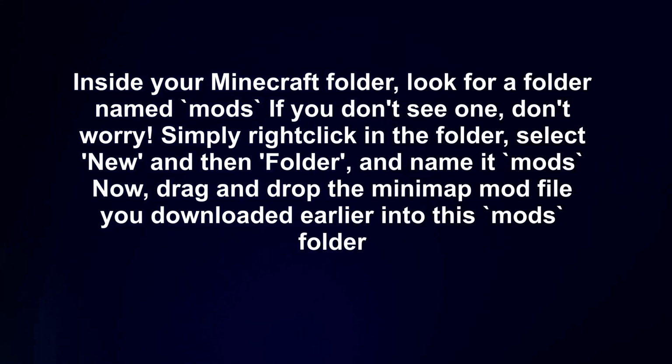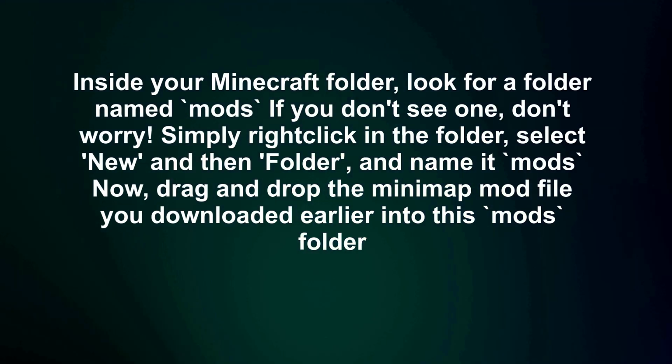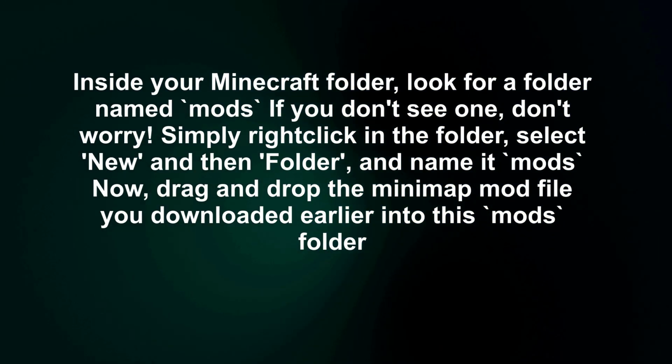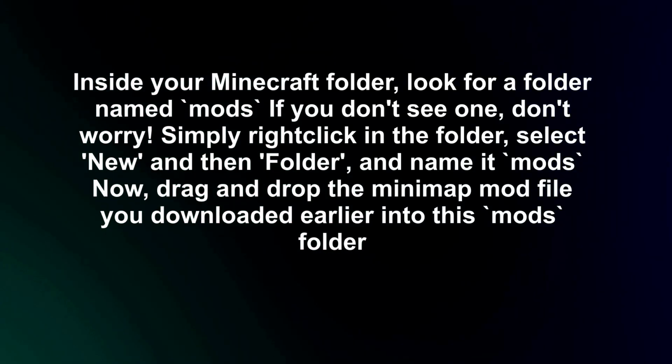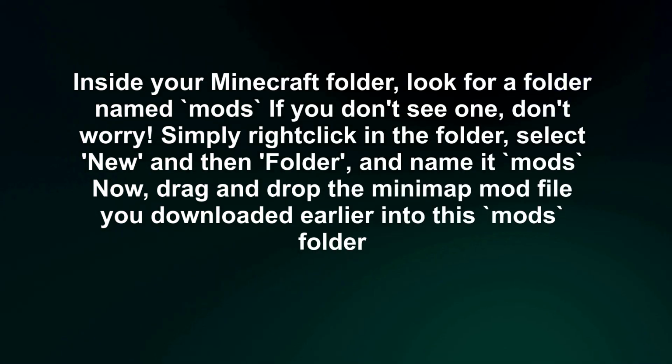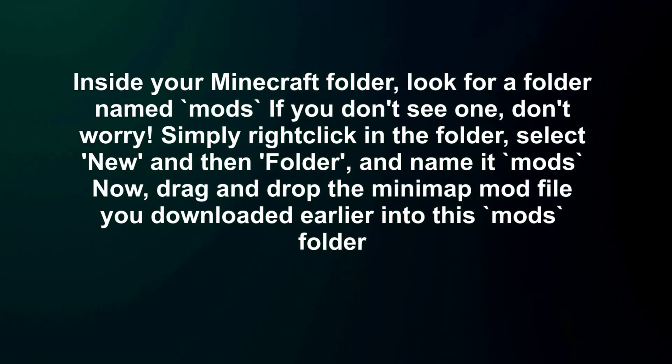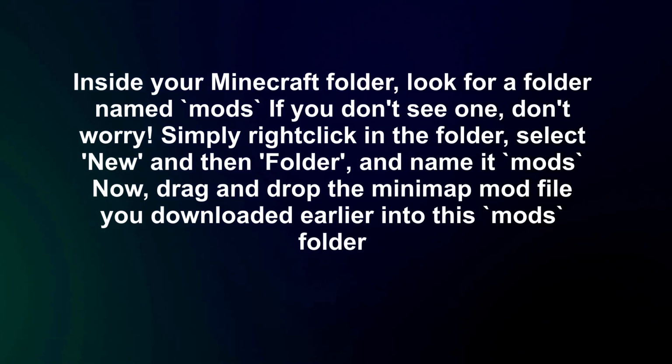Inside your Minecraft folder, look for a folder named Mods. If you don't see one, don't worry. Simply right-click in the folder, select New and then Folder, and name it Mods. Now, drag and drop the Minimap mod file you downloaded earlier into this Mods folder.